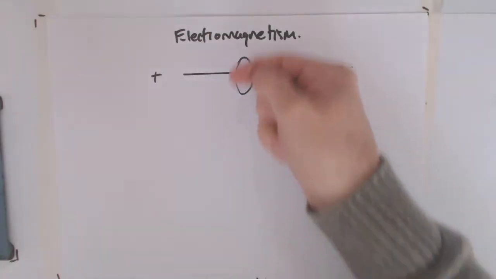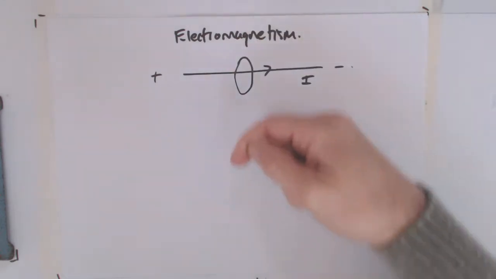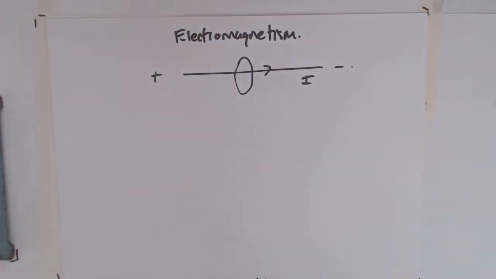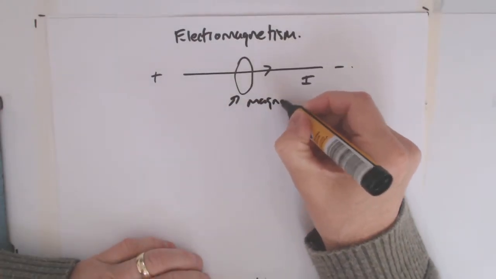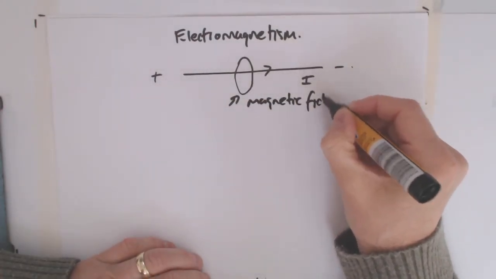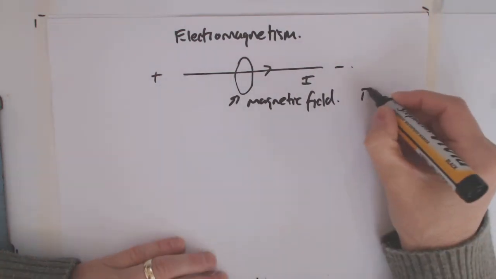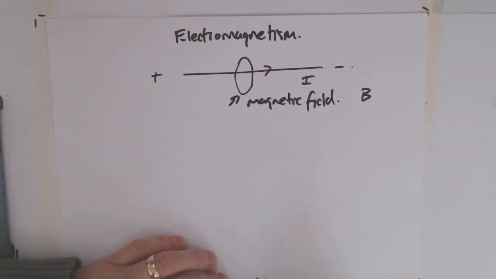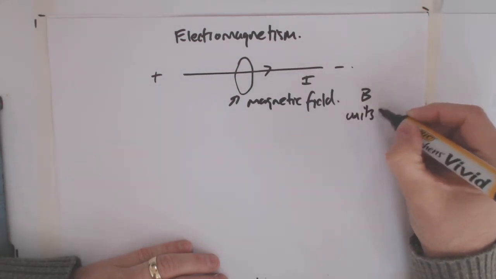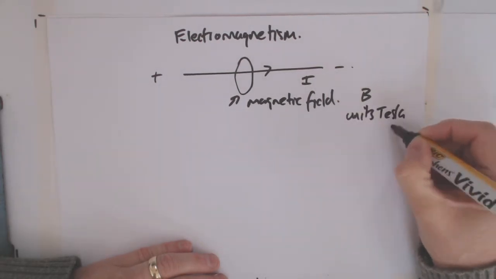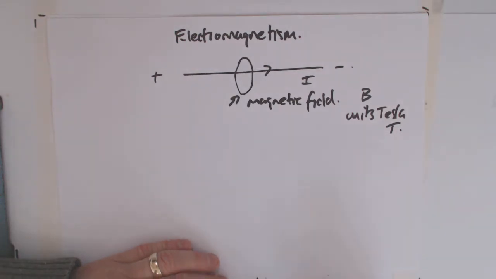So the field is sort of like just a circular direction around that wire. And so magnetic fields go in circles. They are circles, and so this is indicating our magnetic field, and we had a symbol for it which was B, and the units were Teslas. Let's just use the symbol T.